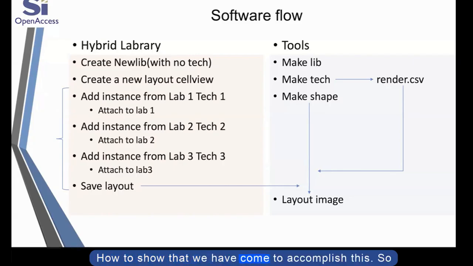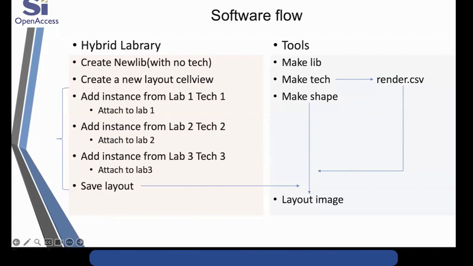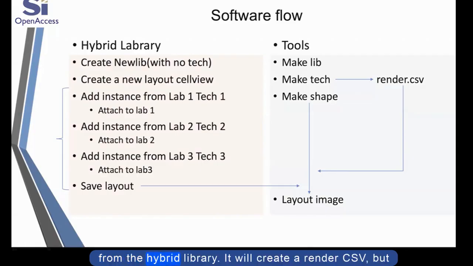How do we show that we have accomplished this? In order to do this, I have an example tool, which is very simple, made in Python, and it has some basic operations that can show what we have done here. Key functions are make tag, which reads the tag from the hybrid library and creates a render CSV file with all the colors and the hatch settings for all layers. And we use make shape to show what kind of layout cellview we have created using this layout. We'll show you that later.